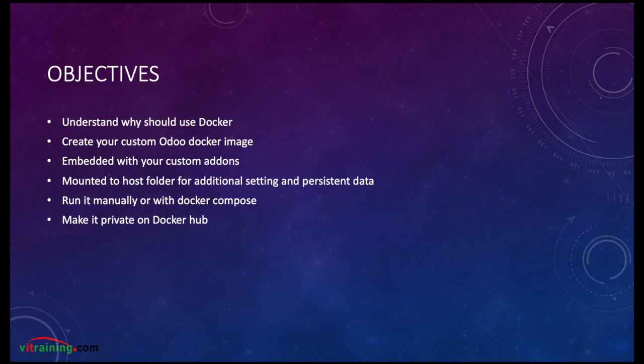Make it private on Docker Hub. So, when you have the complete custom image and you do not want everybody on the internet can access your custom image, you need to restrict who can pull the image. Here, I will explain the simple step to do that.